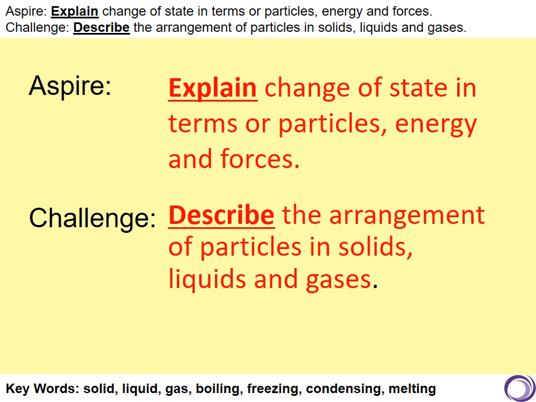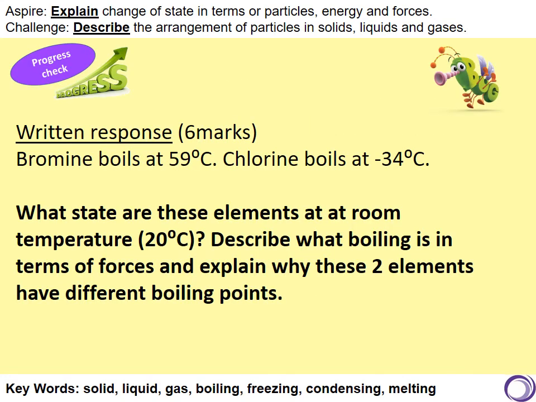Okay, so we've managed to explain the change of state in terms of particles, energy and forces. Okay, now we're going to have a look at a 6-mark question. The question tells you that bromine boils at 59 degrees centigrade. Chlorine boils at minus 34 degrees centigrade. What state are these elements at room temperature?